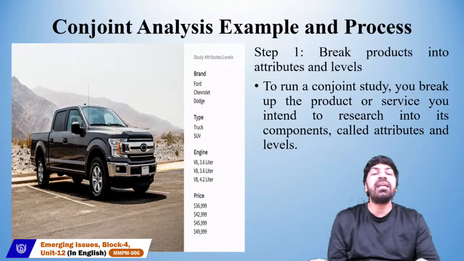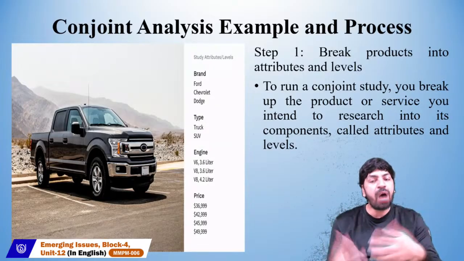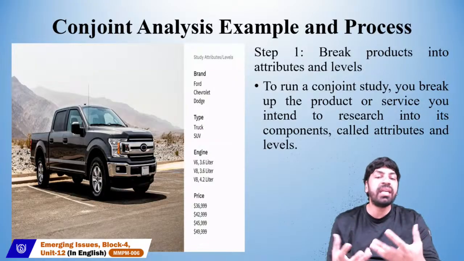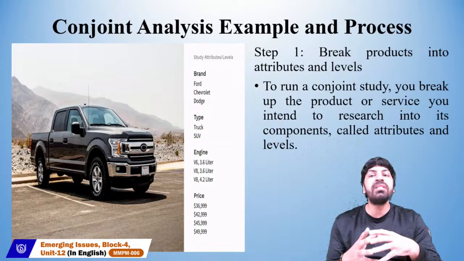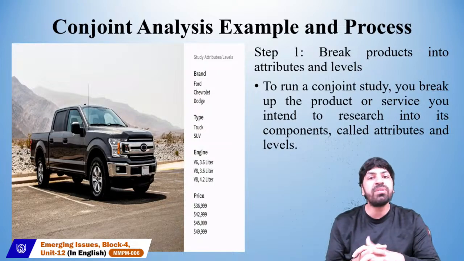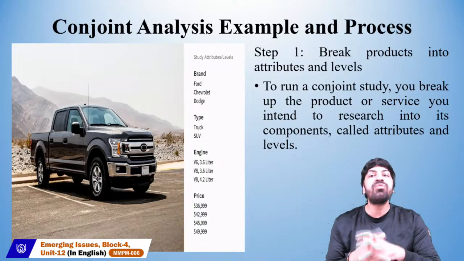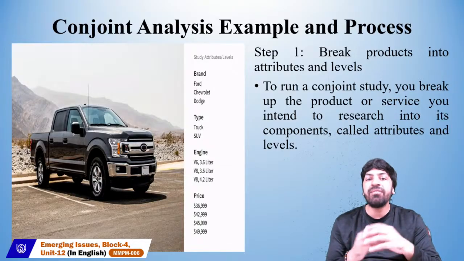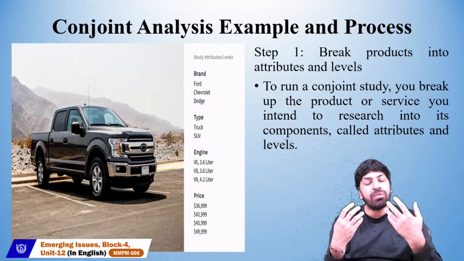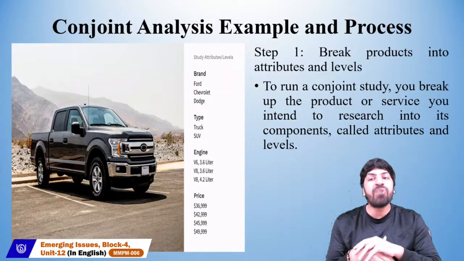So this is one example of the process to be used, of how to do a conjoint study with respect to this example. So the first step is to break the products into attributes and levels. If you look up, we have classified the products into attributes and levels. So we can talk about the brand, that is Ford, Chevrolet, Dodge. We can also classify more attributes like type, engine, price.